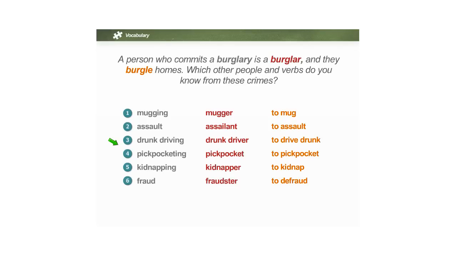Okay, let's look at the third one, drunk driving. Saha, would you like to do that one for us, please? Okay, let's see. So a person who does this is a drunk driver. Okay, and what do they do? They are driving drunk. So that is to drive drunk. Okay. So I think it's a little bit challenging because of the two words there. So trying to put that into one is a little bit challenging. I see the difficulty there. But thank you very much for trying there.